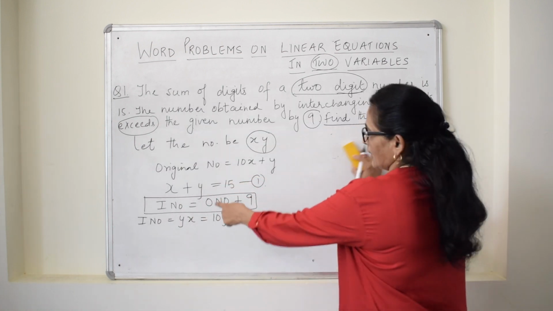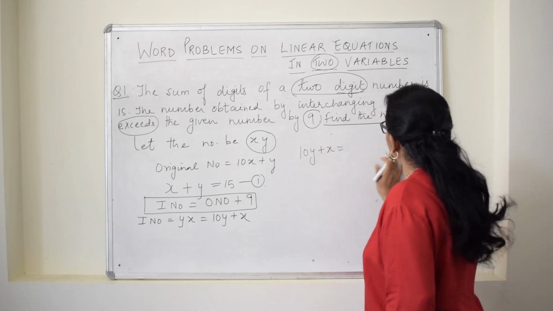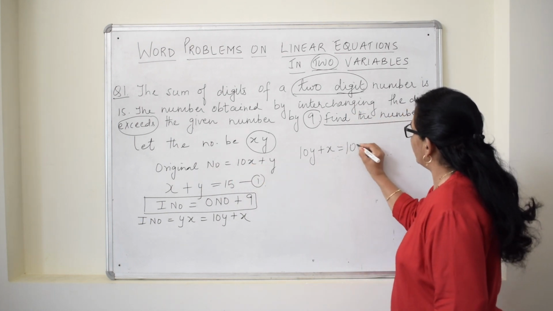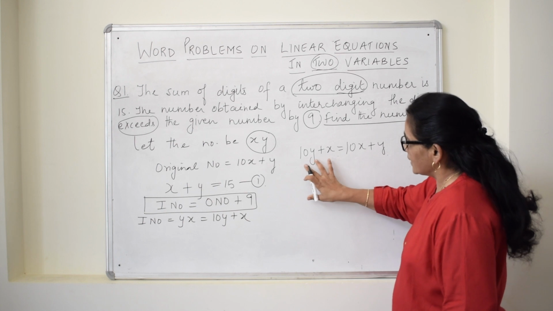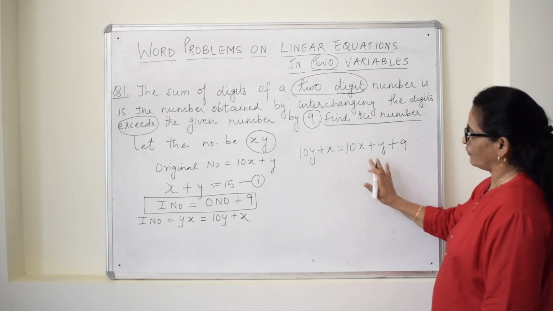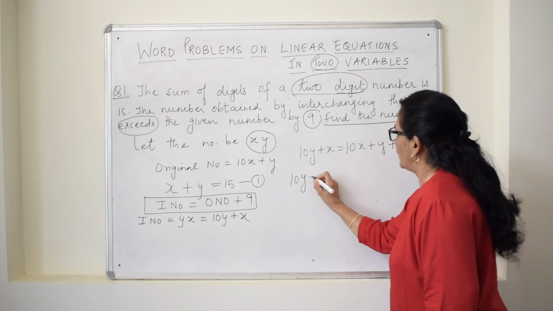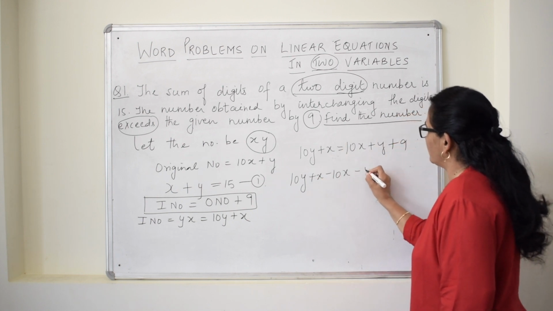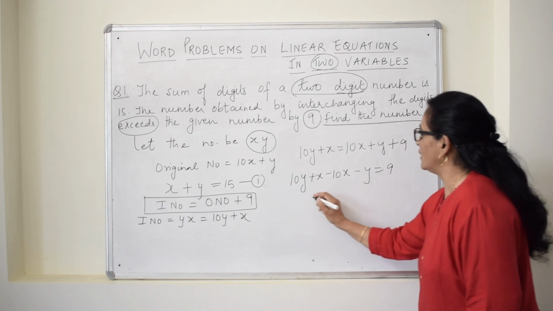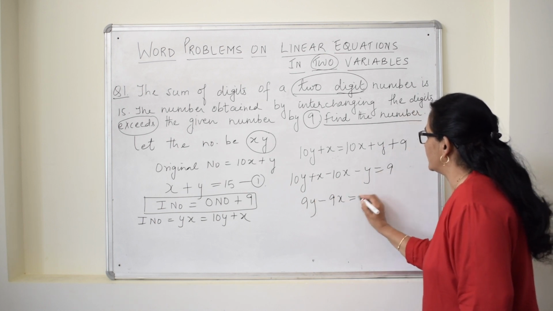So here the interchanged number 10y plus x is equal to the original number, 10x plus y, plus 9. The interchanged number exceeds the original by 9. So this is not in the standard form. We will shift terms. This will be 10y plus x minus 10x minus y is equal to 9. Further we will see 10y minus y will be 9y. x minus 10x will be minus 9x, is equal to 9.